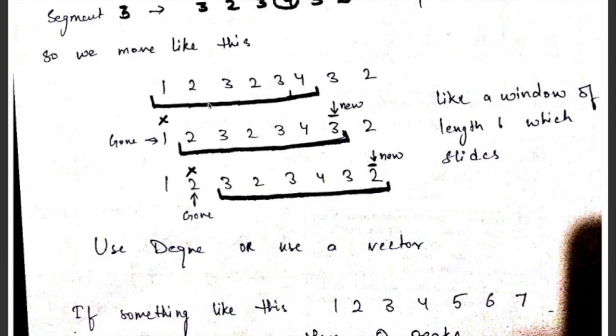So if we take these three segments, first we'll calculate the starting segment. How many peaks are there in the first segment? We have calculated that the number of peaks in the first segment is only 1, which is at position 3. So we push the position into the deque, which will be useful later.